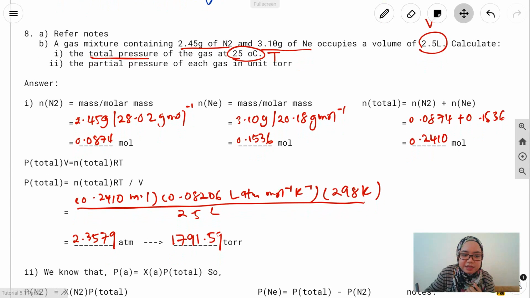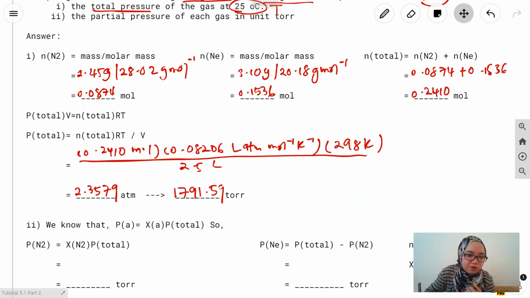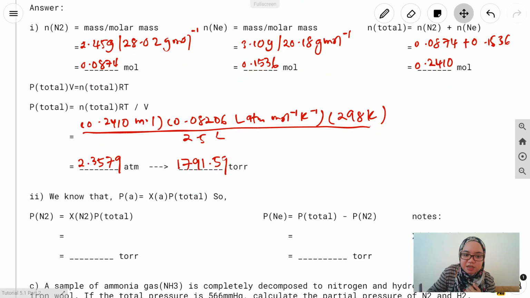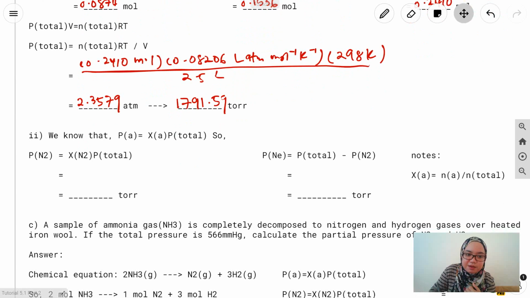Alright. Nice. Now, the second question asks you to find the partial pressure of each gas in unit torr. Okay, how do you find the partial pressure then? Okay, we know that partial pressure of A is equal to mole fraction of A times total pressure.